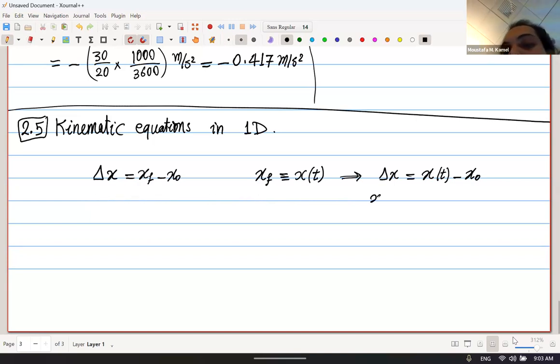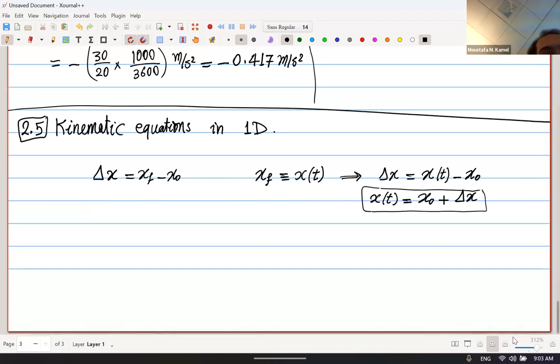So from here, we can write down x of t as x naught plus delta x. Like the position at any moment of time is the initial position that you started with, and you add on to it the displacement that you've covered. Okay.